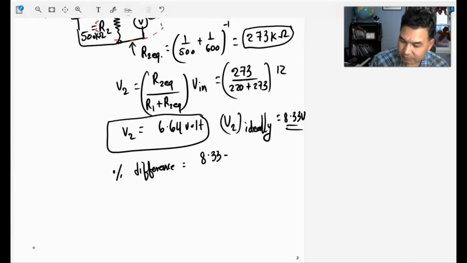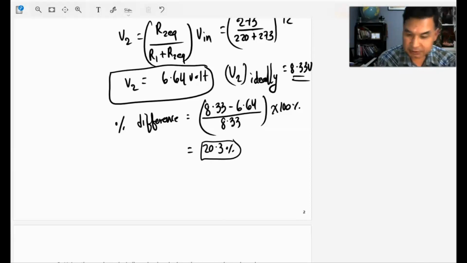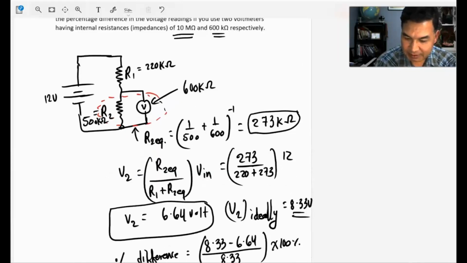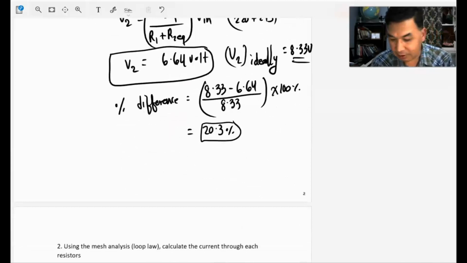So what is the percentage difference then between the actual and the reading? It's 8.33 minus 6.64, divided by the original, and times 100%. It wants you to find the percent. So this percentage difference in the voltage measured by the voltmeter having low impedance is 8.33 minus 6.64 divided by 8.33, and it's 20.3% off, right? So if you use a voltmeter having 600 kilo ohm as internal resistance and connect it across this second resistor 500 kilo ohm, which is comparable to this, this voltmeter will read a voltage which will be 20% off. It's supposed to read 8.33, but it's only reading 6.64 volt.